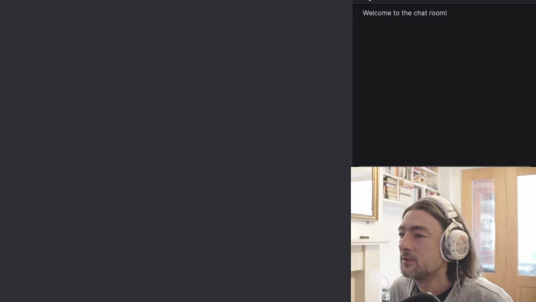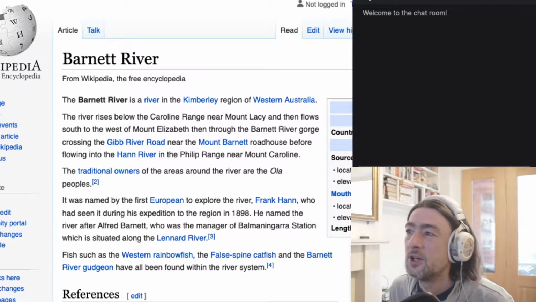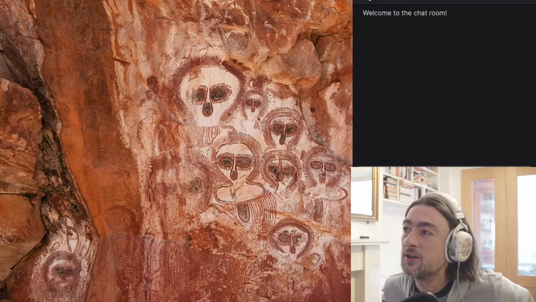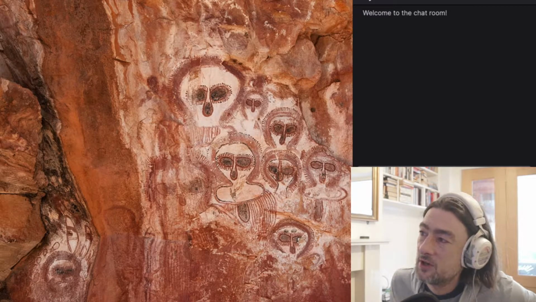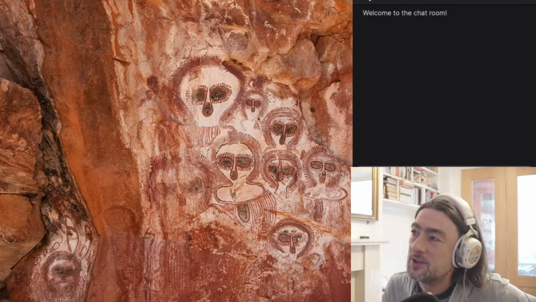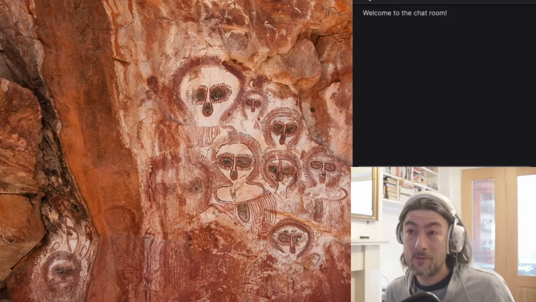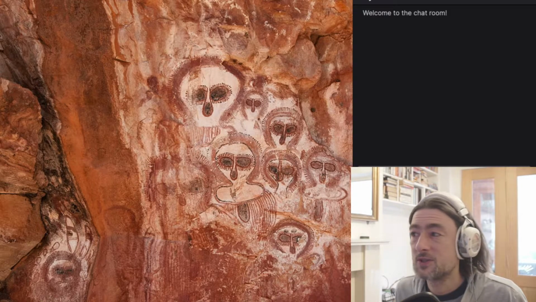So we're going to jump to the Wikipedia of this. The Barnet River is a river in Kimberley in Western Australia. The river rises below the Caroline Range. Aboriginal rock art in Winnamurra Gorge, Barnet River. That's what we want to look at. I mean, you can see why they've been described as supernatural. Can't you? It's just bizarre, isn't it?